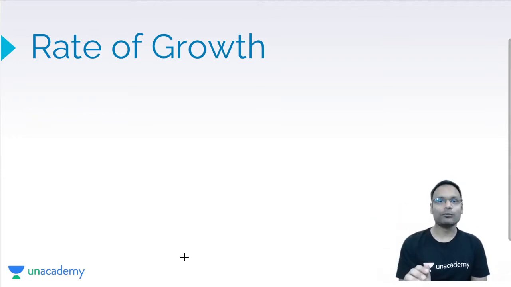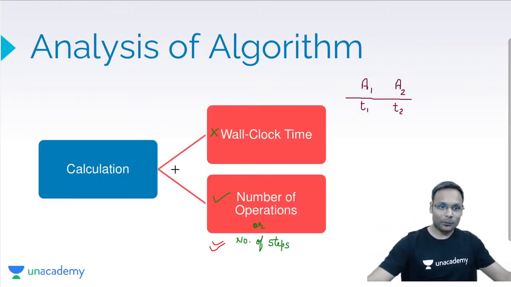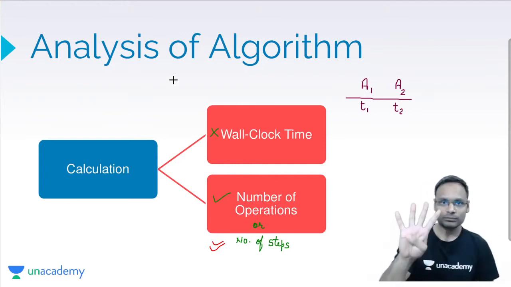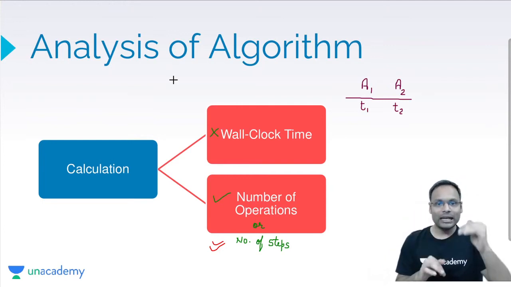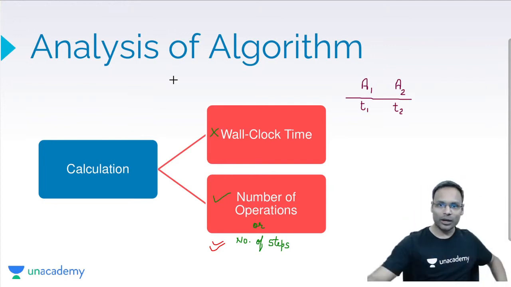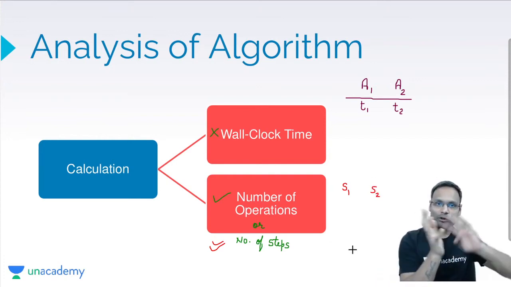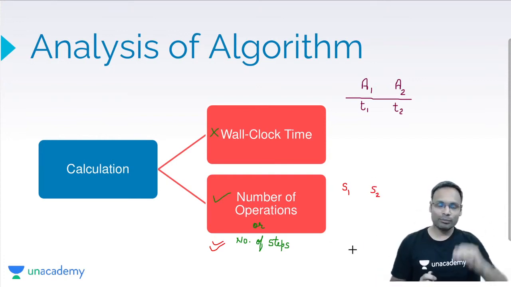What exactly is rate of growth? Now look at this. Suppose I have given you an algorithm and an input of size 4. 4 inputs are there. You will have to run the algorithm. One algorithm you have run, A1, and suppose in terms of number of operations, you have performed some S1 steps. And for algorithm 2, you have performed S2 steps for 4 inputs. So the number of operations can be here and there based on the number of inputs n equals 4.